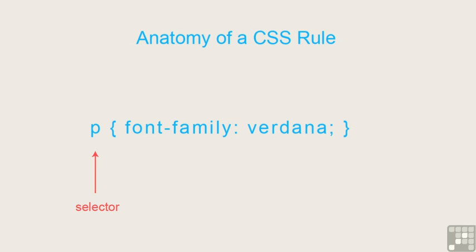First off, the P at the very beginning, this is what's referred to as a selector. And there's a whole bunch of different kinds of selectors that we can work with. This particular selector, P, is what's referred to as an HTML selector. It's going to essentially take control or format all of my HTML paragraph elements. Okay, that's what that's doing.